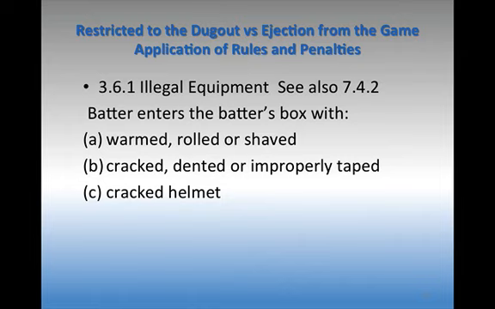Again, know the difference between an illegal bat and an altered bat. In A, the head coach and the player are ejected. Player goes to the dugout. The coach goes to the parking lot. In both B and C, warn and restrict on the next violation.